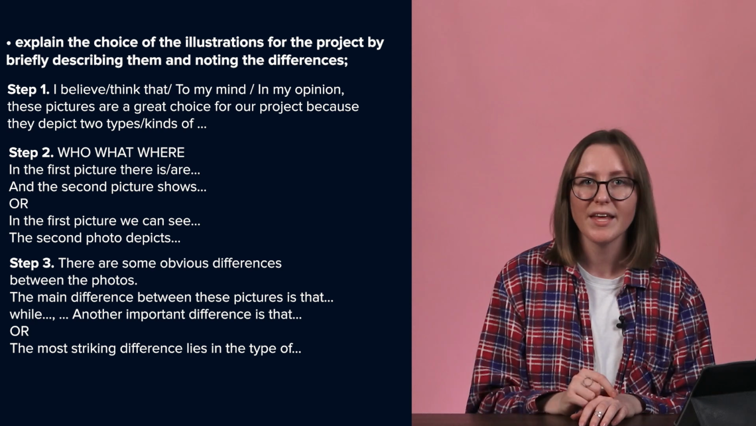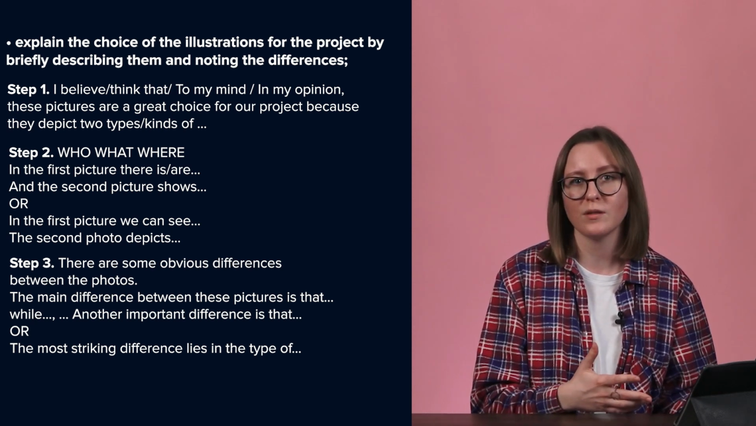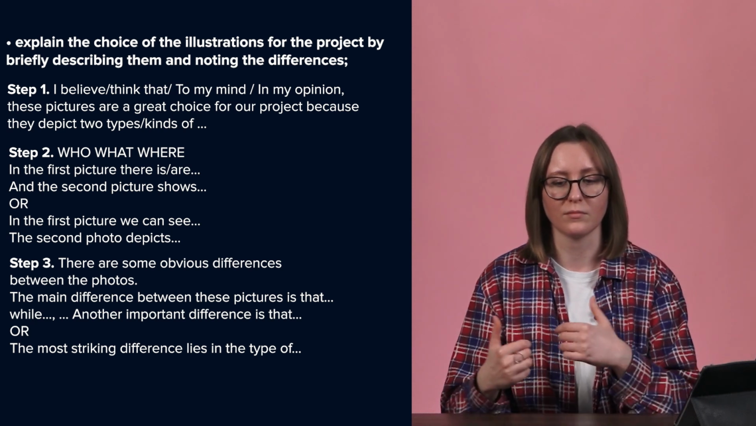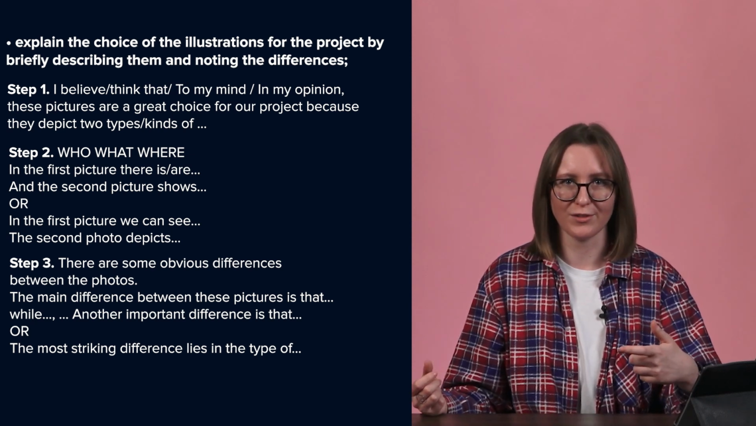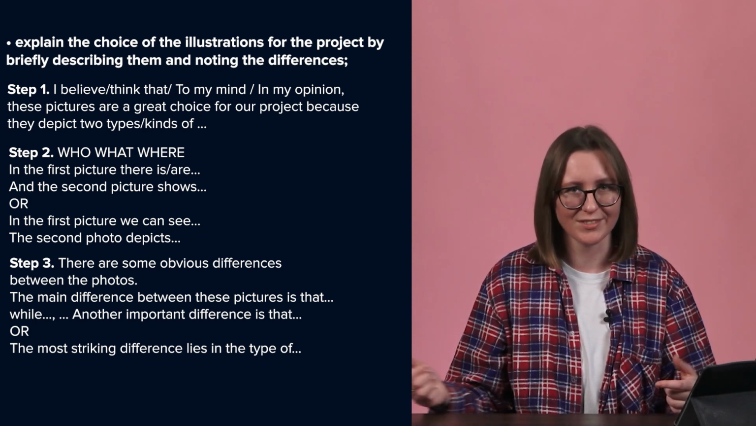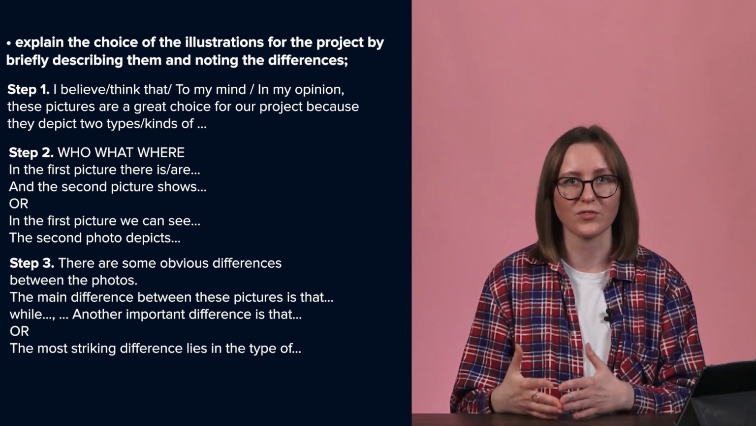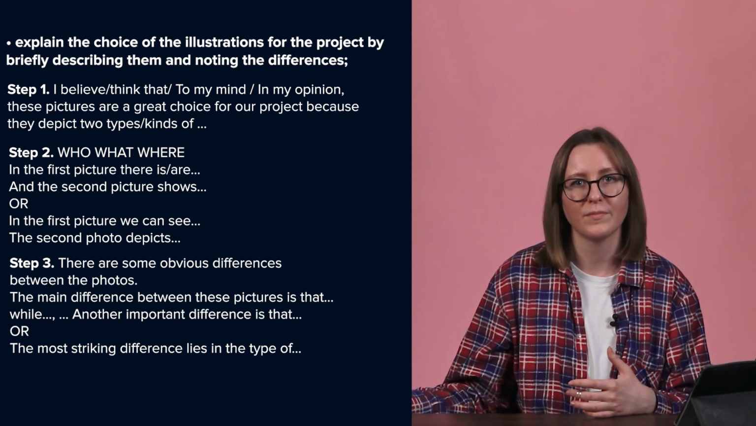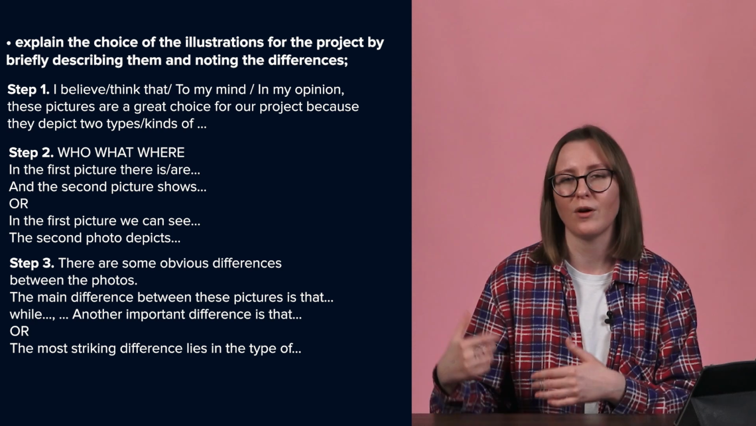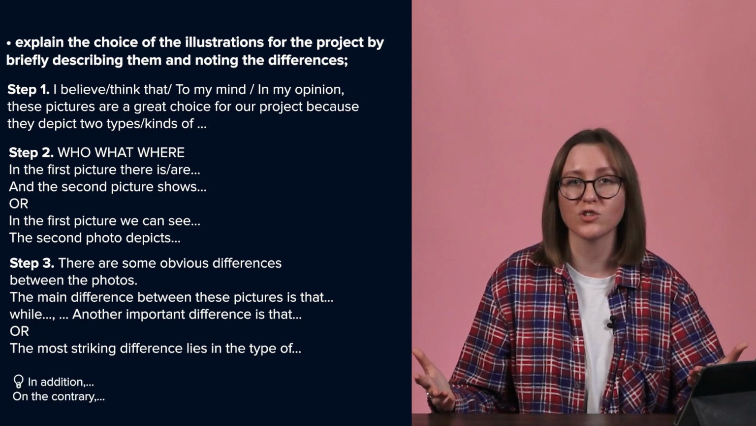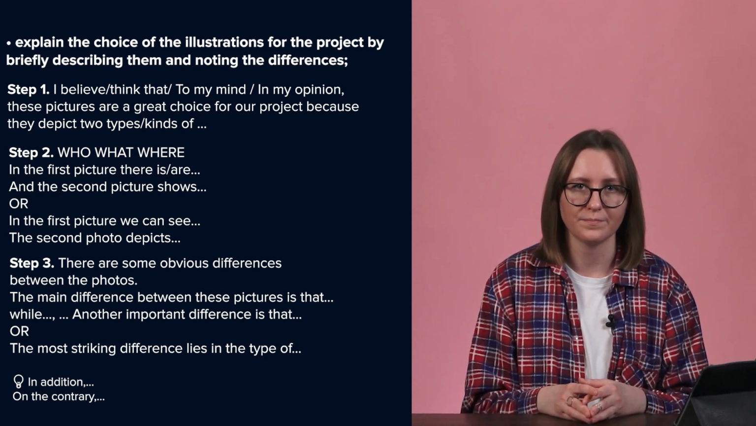Okay, step 3. There are some obvious differences between the photos. The main difference between the pictures is that while in the first we say what's happening in the first picture, and after a while what's in the second, right? To add one more difference, we can say another important difference is that, or the most striking difference lies in the type of. In addition, or on the contrary, are some other ways to add information here.